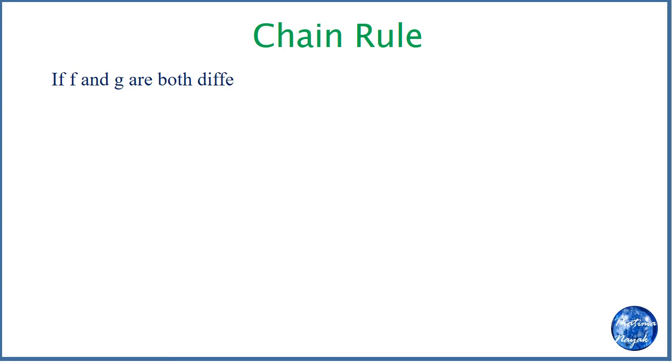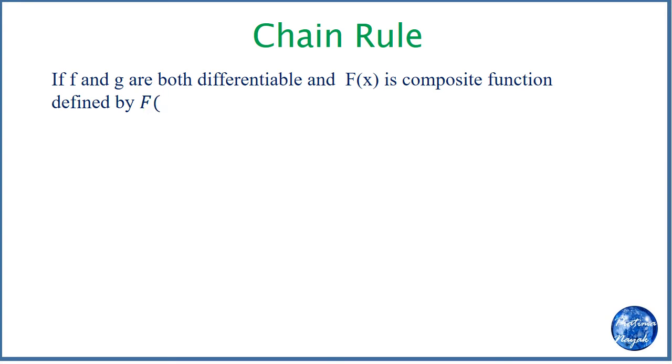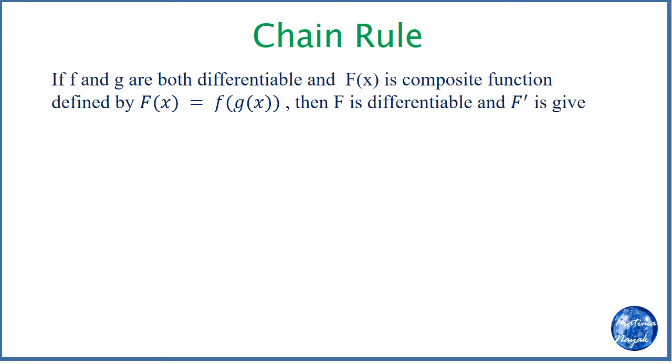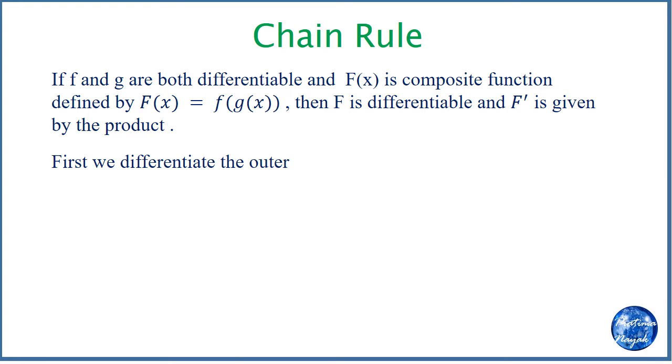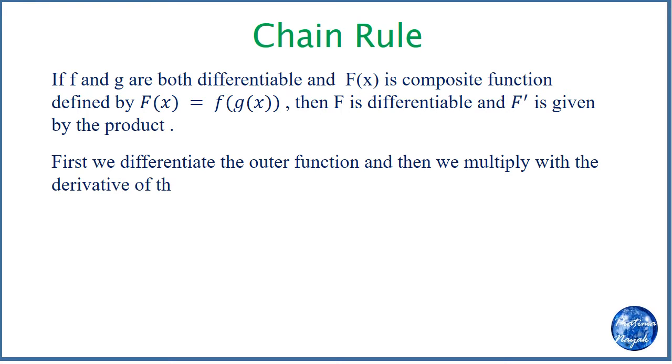If f and g are both differentiable and the whole function is a composite function defined by f of x is equal to f of g of x, then f is differentiable and f dash is given by the product. First we differentiate the outer function and then we multiply with the derivative of the inner function.